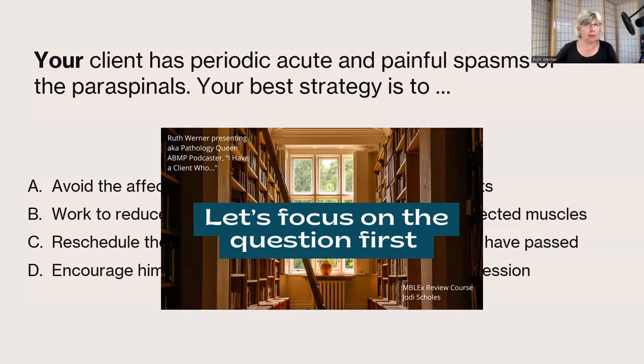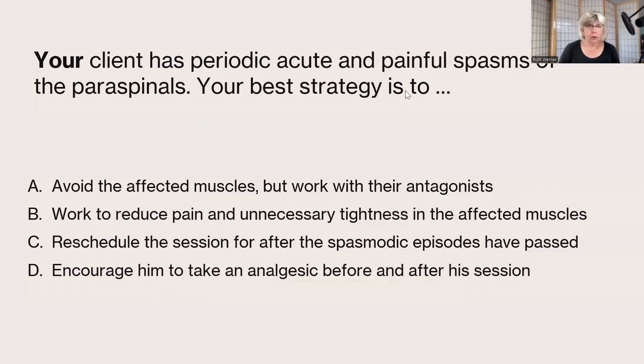Have a picture in your head about your best strategy. And now let's look at your options. Option A, avoid the affected muscles, but work with their antagonists, which of course means the muscles that do the opposite thing. I'm wondering if that was anybody's first choice. B, work to reduce pain and unnecessary tightness in the affected muscles.